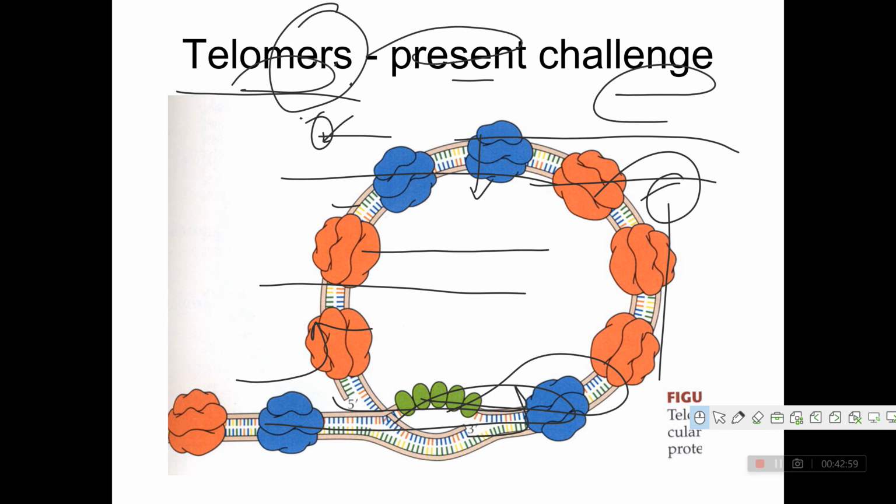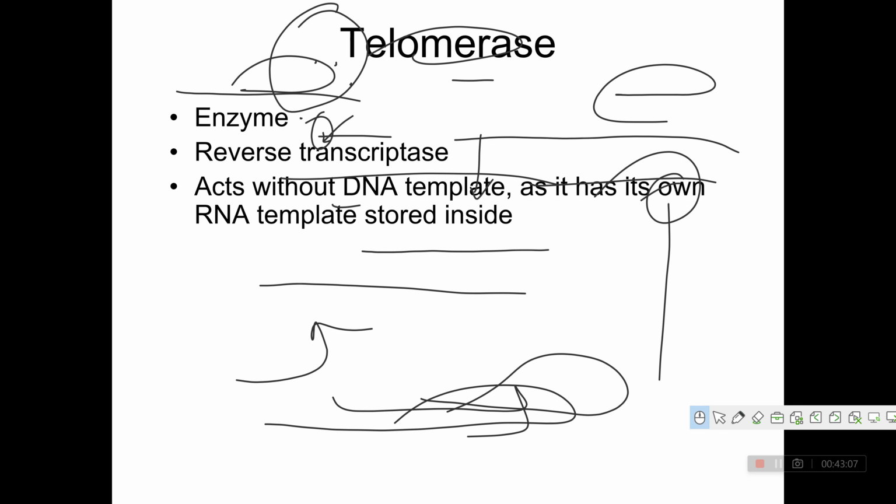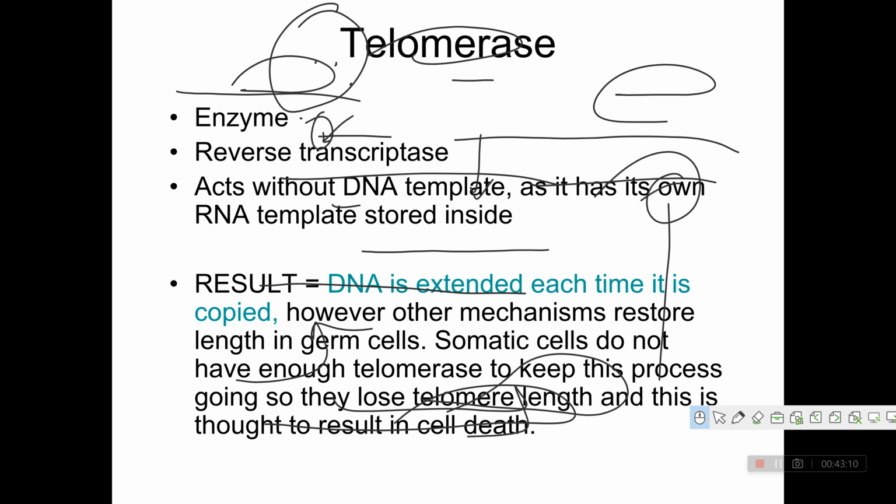What is the telomere? The end of the DNA is known as the telomere. For telomere synthesis, another enzyme is present, that is telomerase, and it acts as a reverse transcriptase.